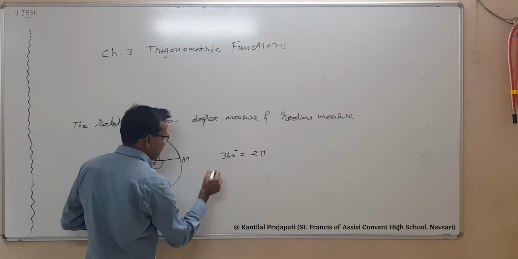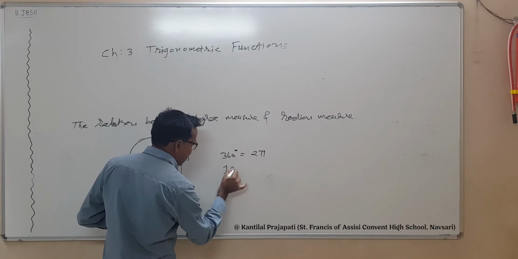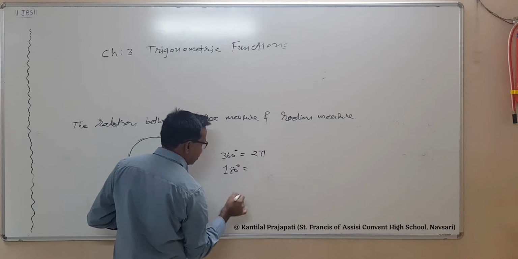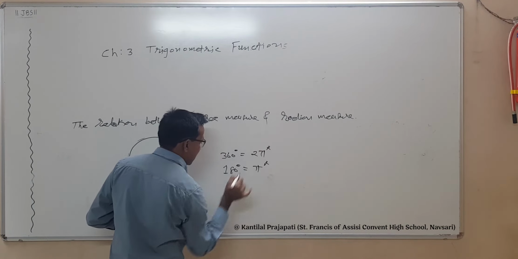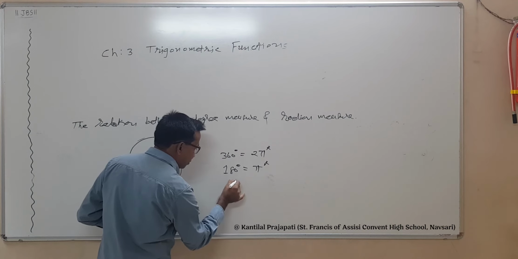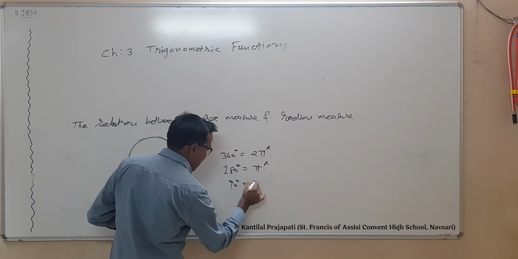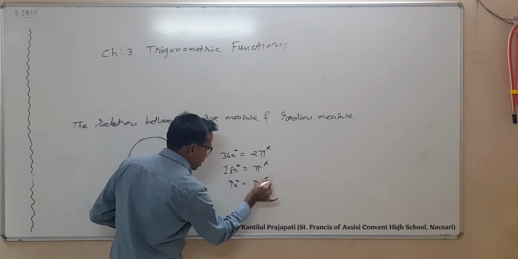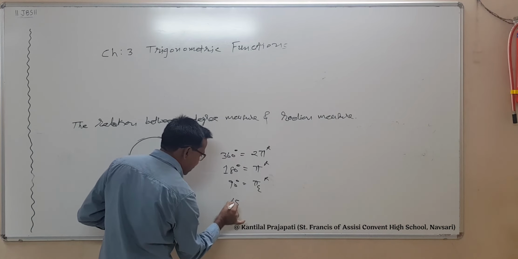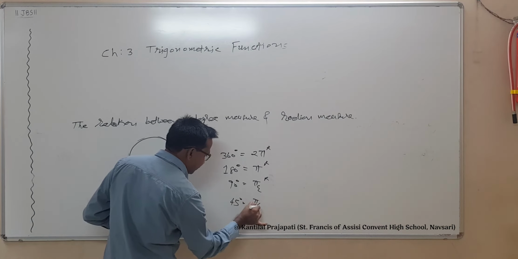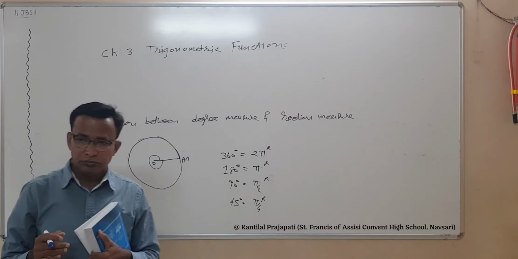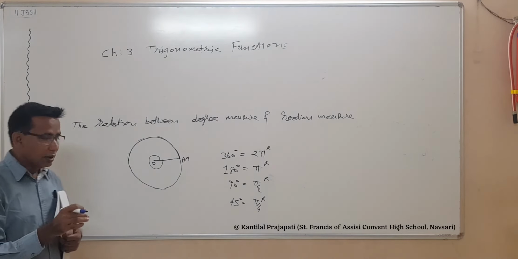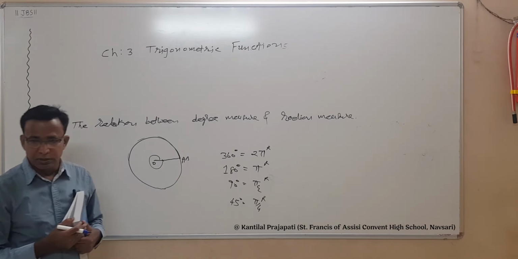Similarly, from this we get 180 degrees is equal to pi radians. 90 degrees is equal to pi by 2 radians. 45 degrees is equal to pi by 4 radians. So this is the relation between degree measure and radian measure.